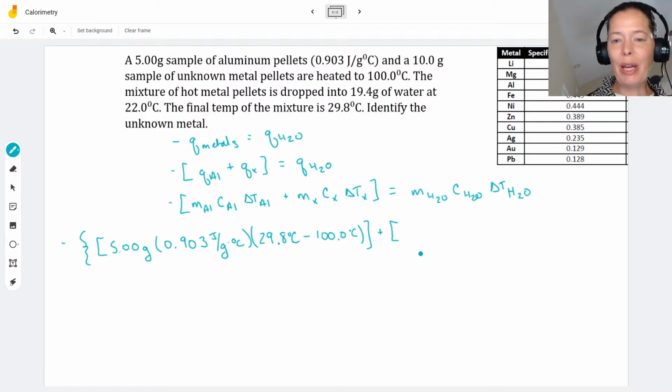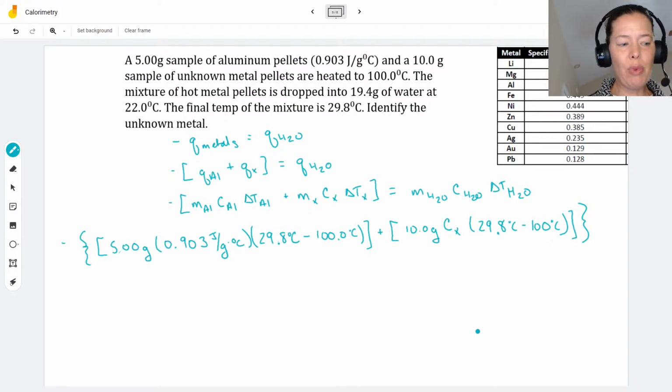Now I'm going to do our unknown metal. We have 10 grams. We don't know our specific heat. That is what we're hoping to find, because if we know the specific heat, then using this table, we should be able to identify it. And then our final temperature minus the initial temperature. Okay, that's that. And end brackets, and that equals our water.